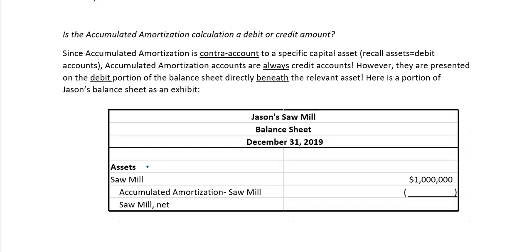Here is a portion of Jason's balance sheet as an exhibit. So you see the 3 lines up top identifying this as the balance sheet. And it says December 31st, 2019. This is going to be just at the end of year 3, after Jason has made his adjusting entry for accumulated amortization. So take a minute and see if you can fill this in, and we'll continue in just a short while in the same video.